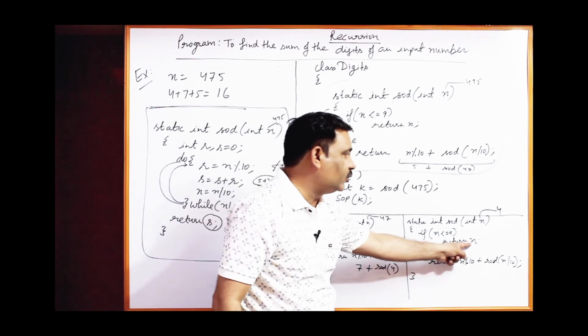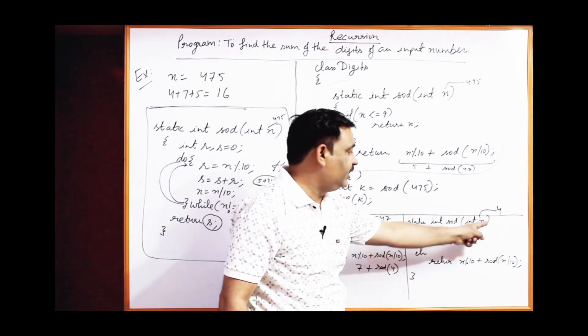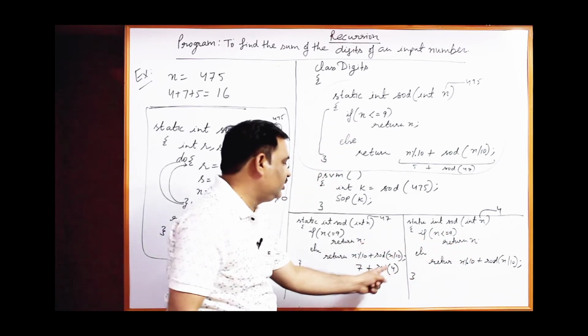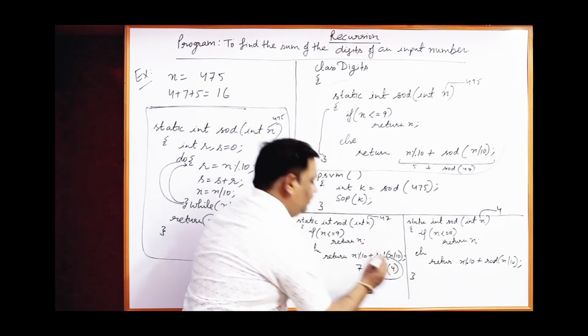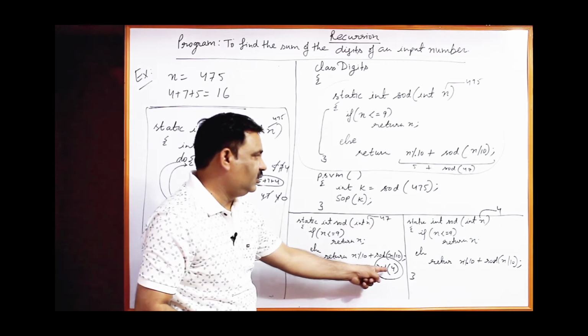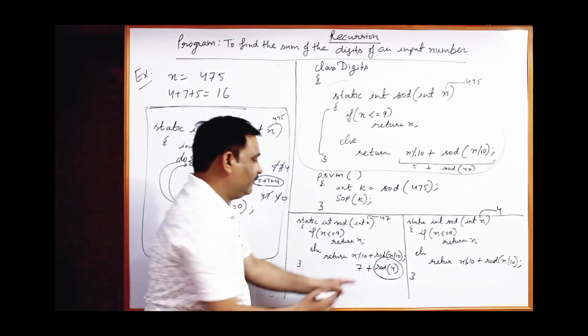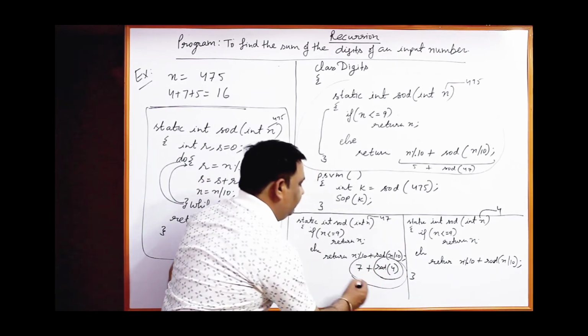So it will return 4, the single digit it is. So 4 will be returned to this function because this is called from here. So 4 plus 7, 11. Finally together sum will be 11.